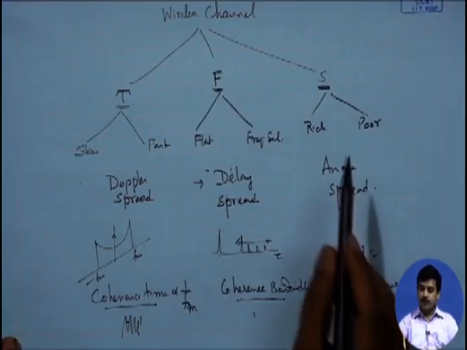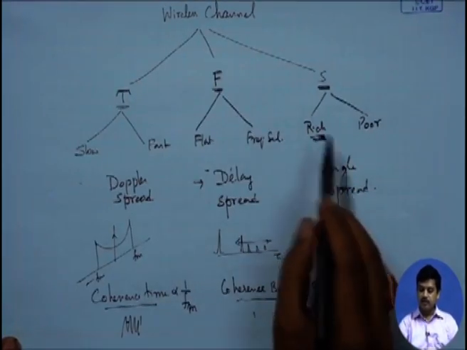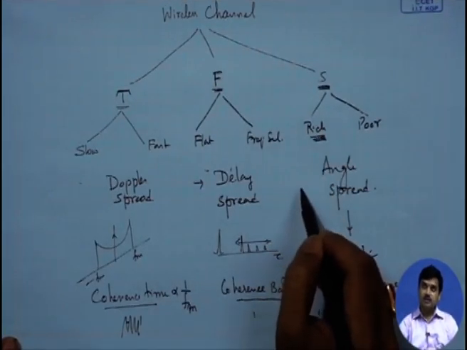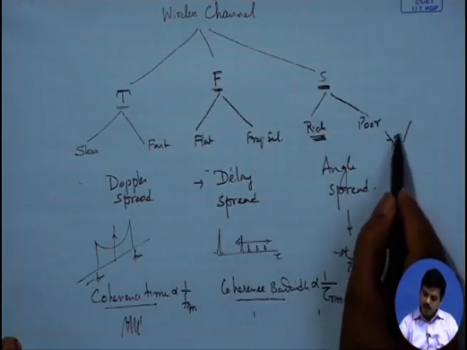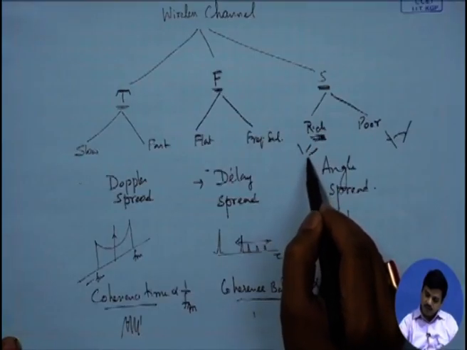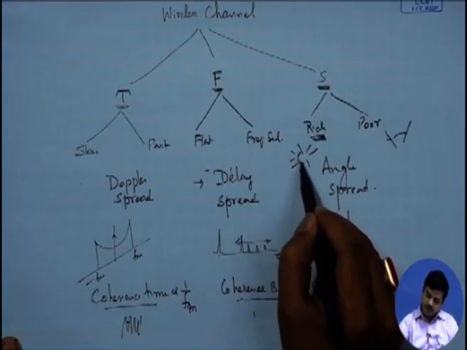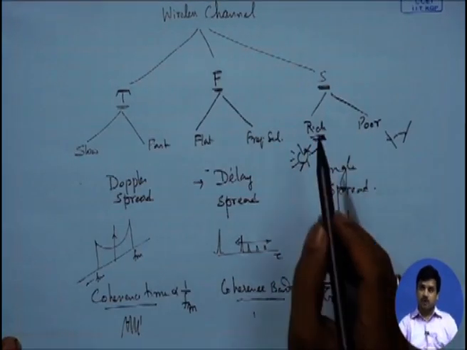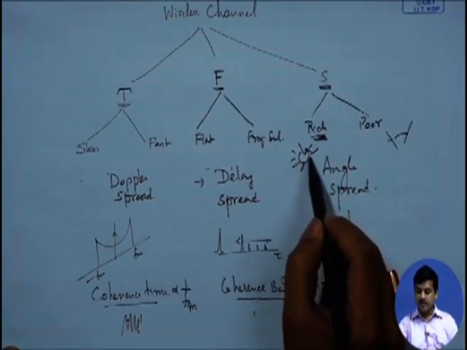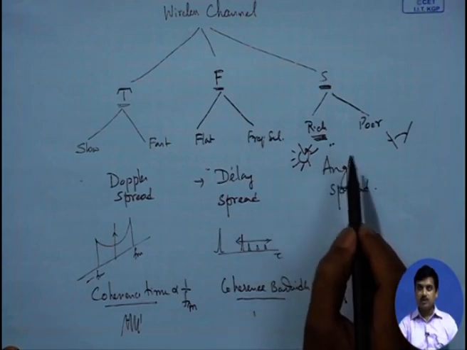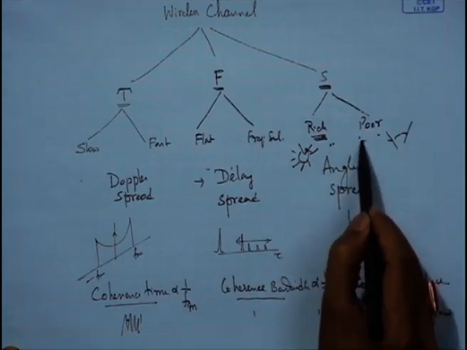So clearly rich scattering scenario is one where signals arrive from all directions, and poor scattering is one where signals arrive over a narrow angle. Here signals arrive from all directions. So if we go by the discussion in the previous lecture, we said a rich scattering results in smaller coherence distance, a poor scattering results in larger coherence distance.